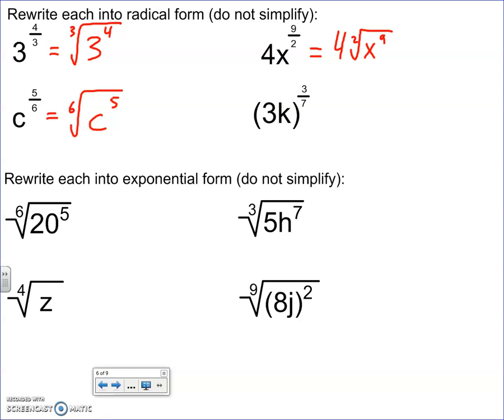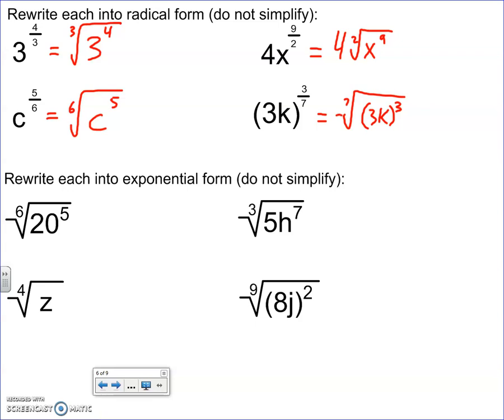This next one, the exponent goes to both 3 and k because it's parentheses. Remember, if it's one term, the exponent goes to everything inside. So I can say that is radical, 7 on the outside. 3k has the cube that stays on the inside. So numerator on the inside, denominator is the index on the outside.